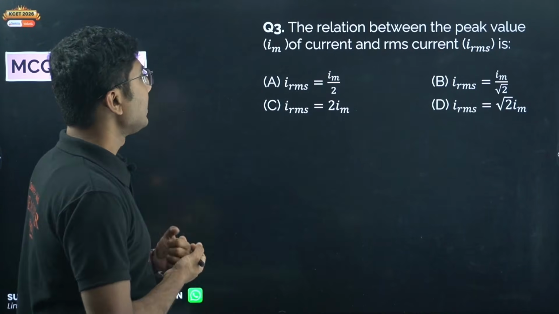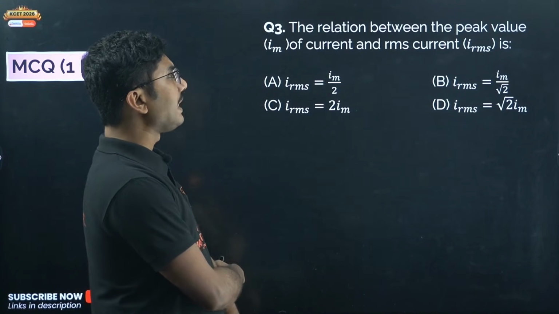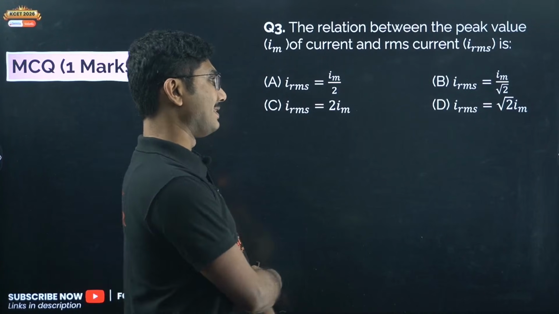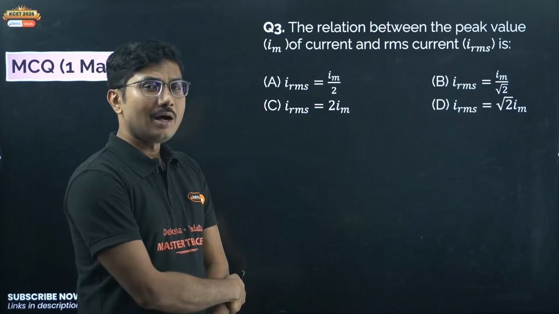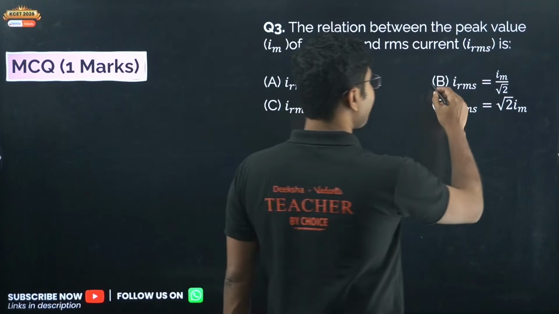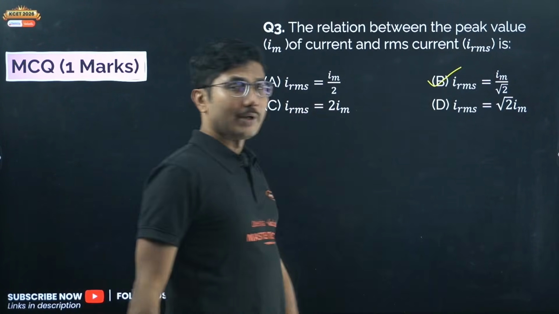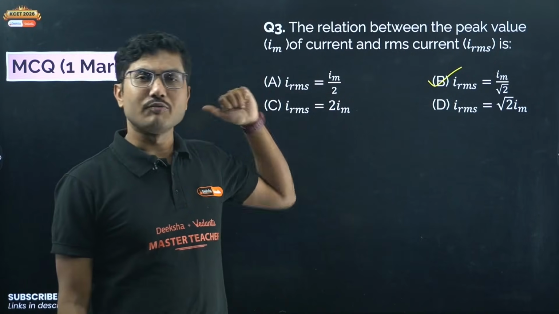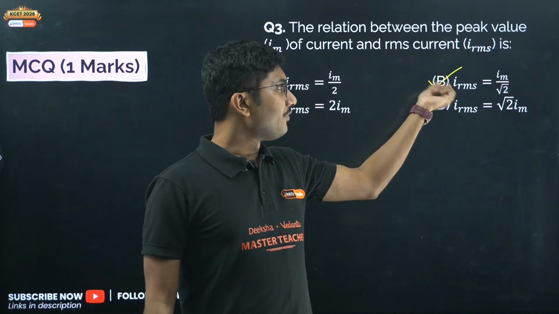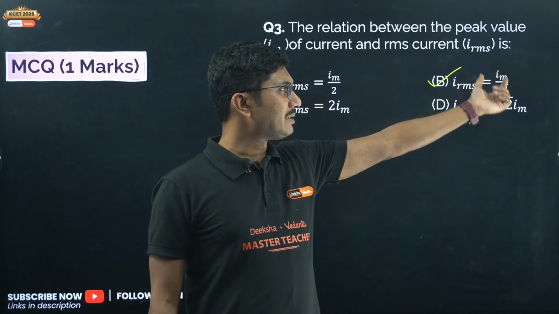Now next, the relation between peak value I_M and RMS current is, so RMS current is the peak value divided by √2. So the correct answer is I_RMS equals peak value by √2. The same relation is valid for voltage as well, okay? So the same relationship is valid: V_RMS equals V maximum by √2.